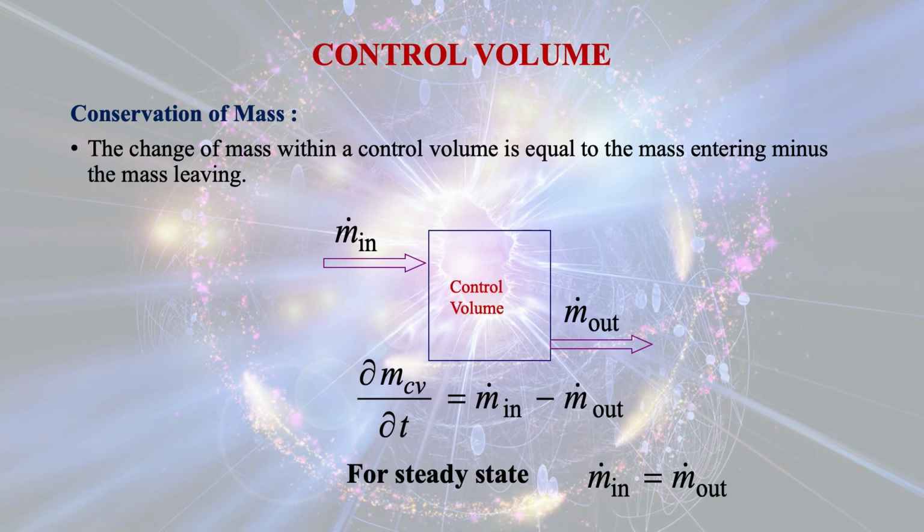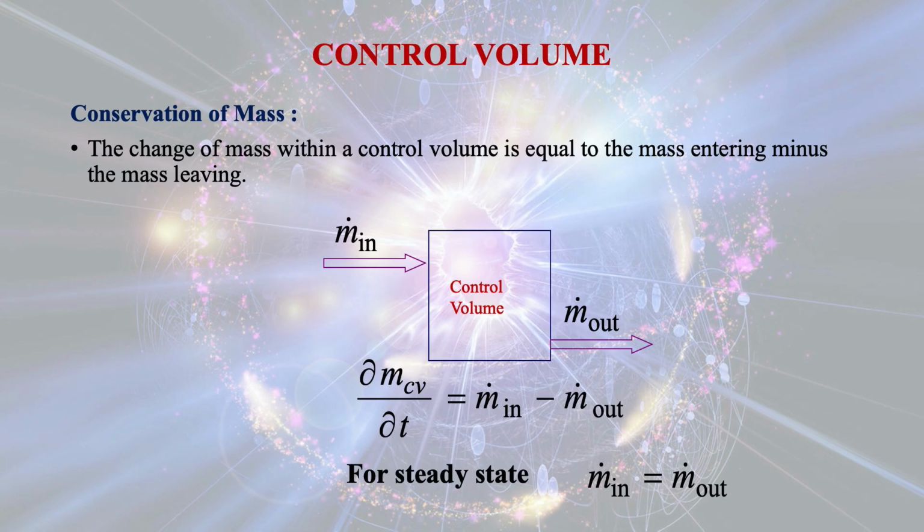The rate of accumulation of mass within the control volume is defined as ∂m_CV/∂t. So ∂m_CV/∂t, the rate of mass accumulated within the control volume, is equal to m dot in minus m dot out.